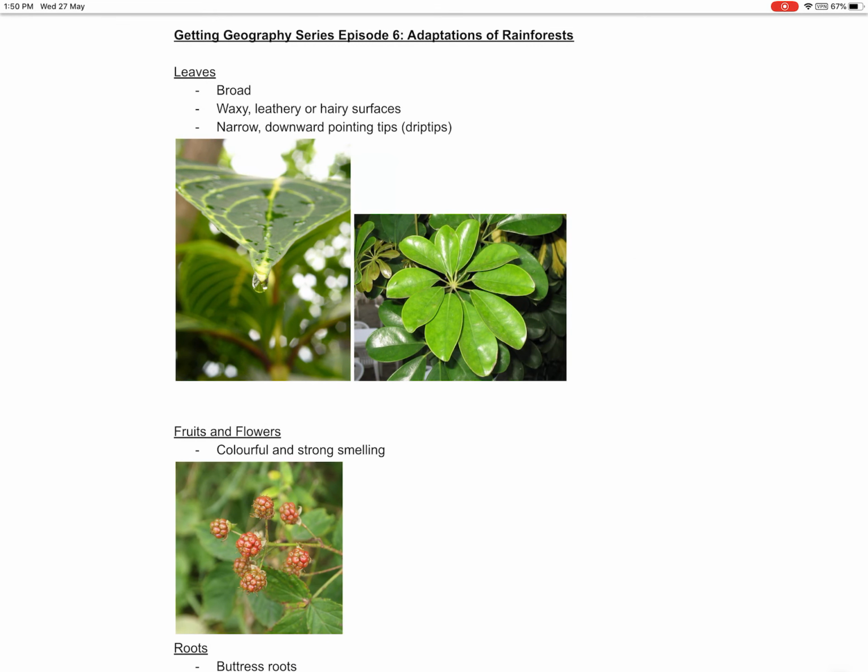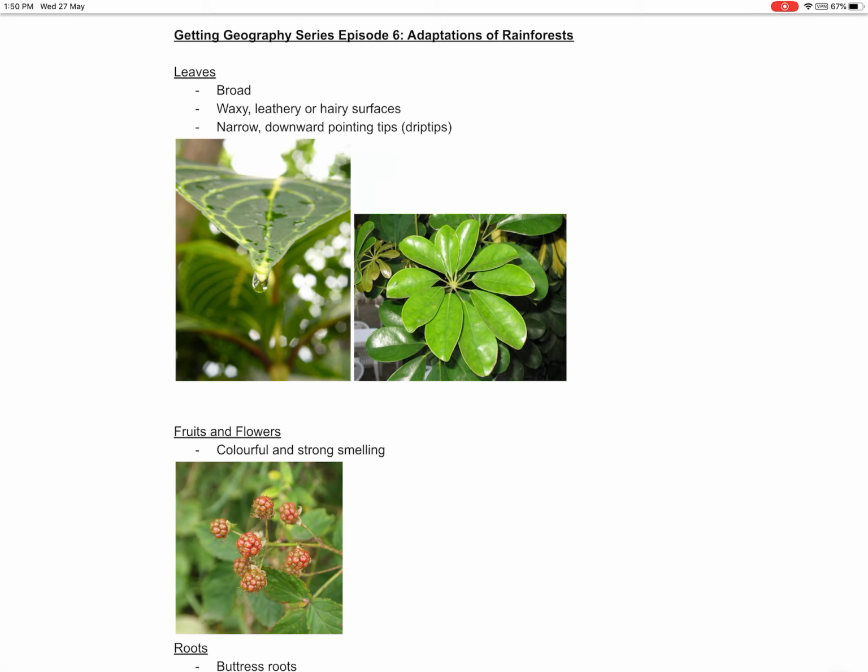Hey guys, welcome to Getting Geography series episode 6, where I'm going to tell you all about adaptations of rainforests. So, what are some adaptations of plants and vegetation in the tropical rainforests?